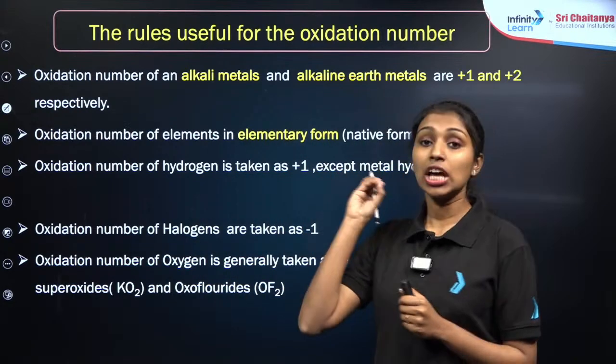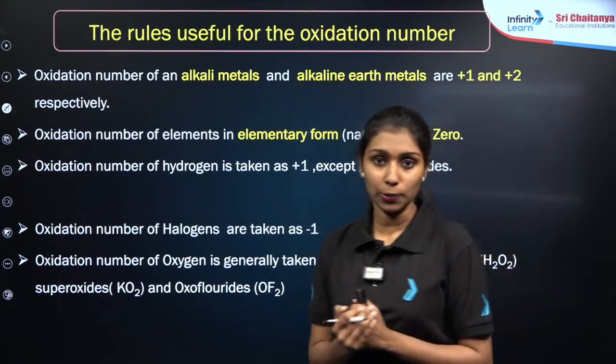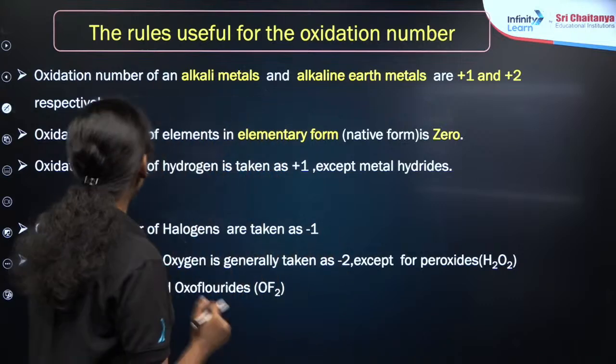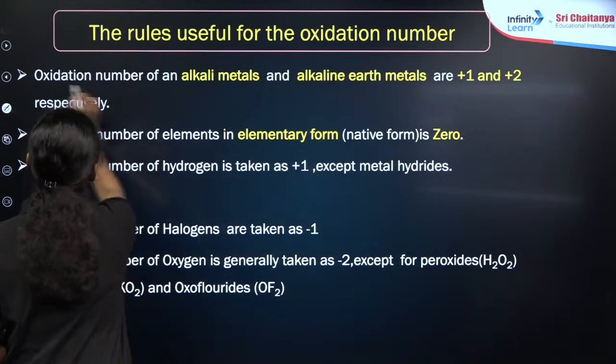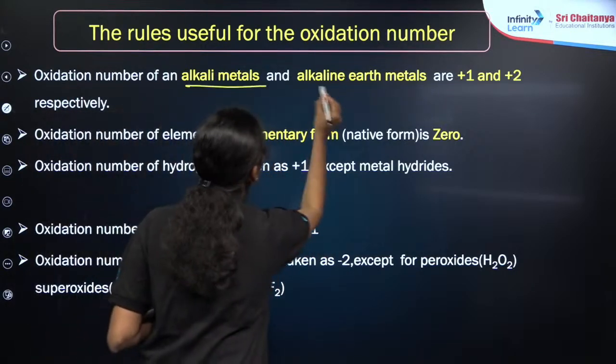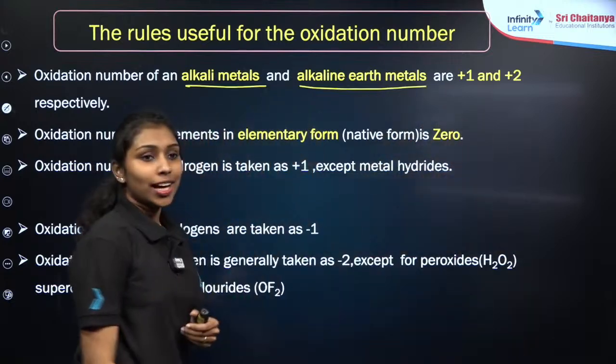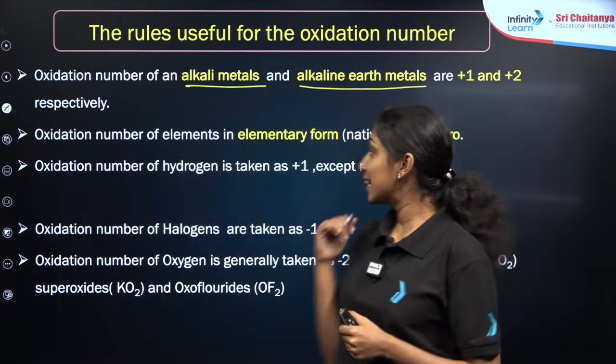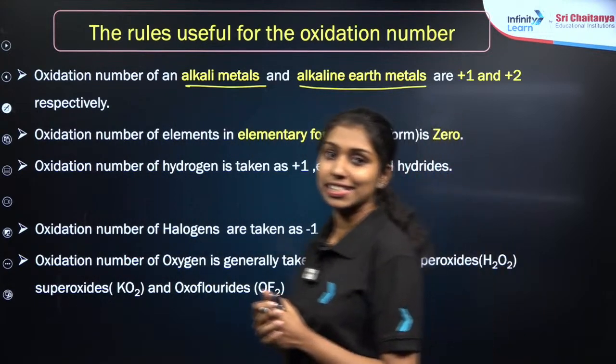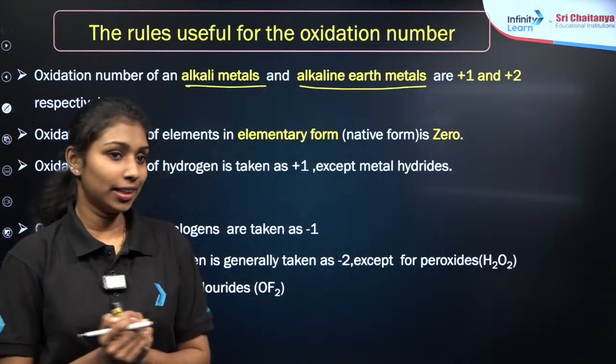Whenever we are discussing the oxidation number of different atoms or molecules, there are some rules you have to keep in mind. First one, the oxidation number of alkali metals and alkaline earth metals. What do you mean by alkali metals or alkaline earth metals? I have already discussed in the chapter periodic table.